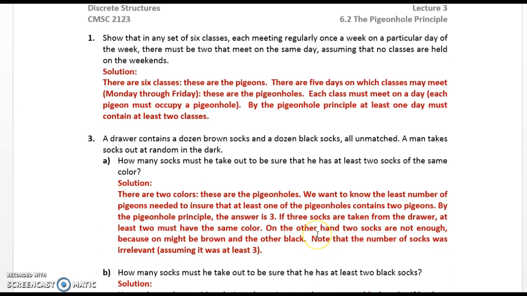Here are some sample exercises. Show that in any set of 6 classes, each meeting regularly once a week on a particular day of the week, there must be 2 that meet on the same day, assuming that no classes are held on the weekends. Solution: there are 6 classes. These are the pigeons. There are 5 days in which classes may meet, Monday through Friday. These are the pigeonholes. Each class must meet on a day. Each pigeon must occupy a pigeonhole. By the pigeonhole principle, at least one day must contain at least 2 classes.